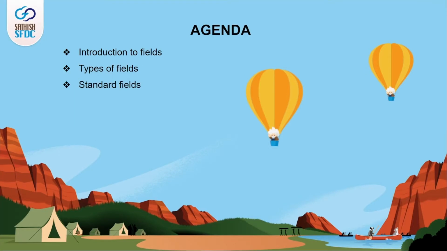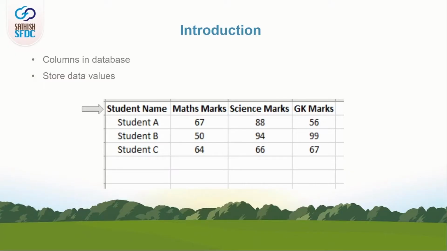Agenda of this video is to know about fields in Salesforce. Fields in Salesforce represent what a column represents in a relational database. It can store data values which are required for a particular record in an object. If you want to add information to an object, you must have a field on that object.